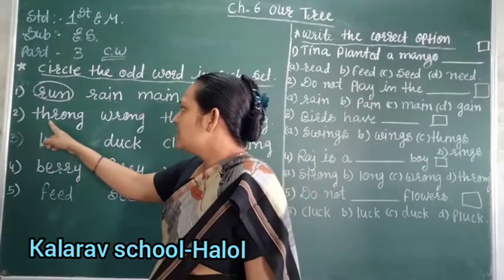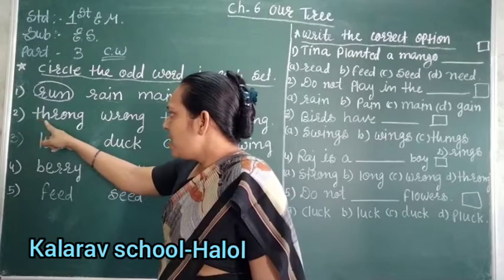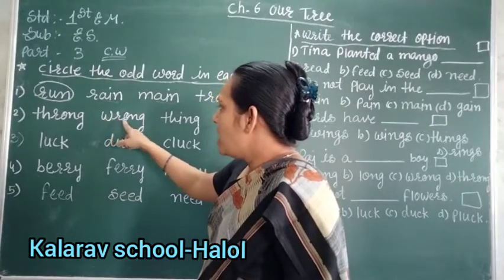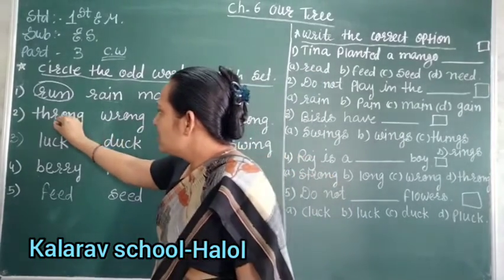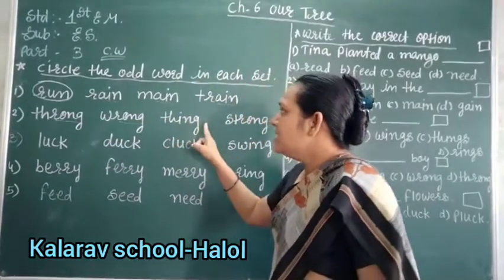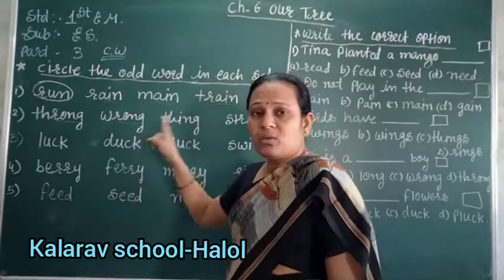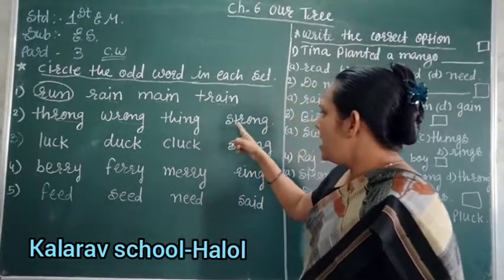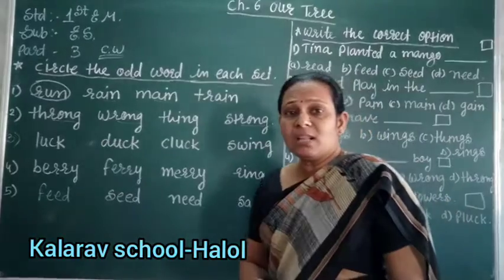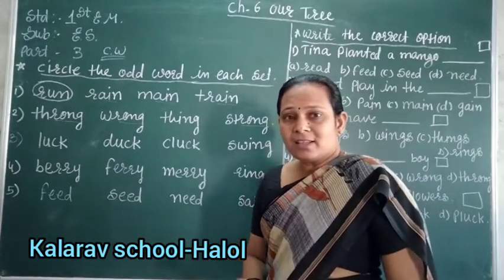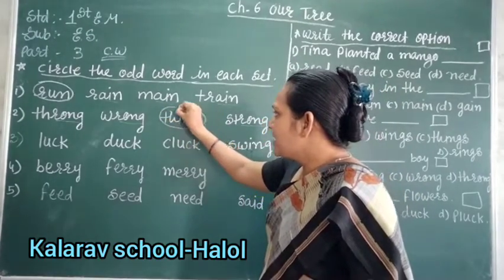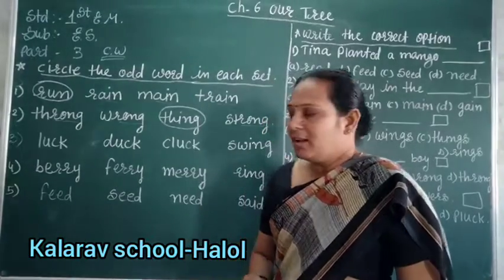Okay? Now second number, look here. T-H-R-O-N-G, throng. W-R-O-N-G, wrong. P-H-I-N-G, here it is not given R-O-N-G, look here. And here is S-T-R-O-N-G, here R-O-N-G remains the same. So say loudly, students, which one is the odd? Yes, you have to find out. Speak loudly. This is the thing. Thing is the odd one.